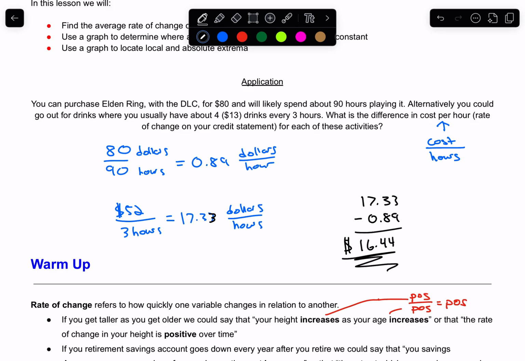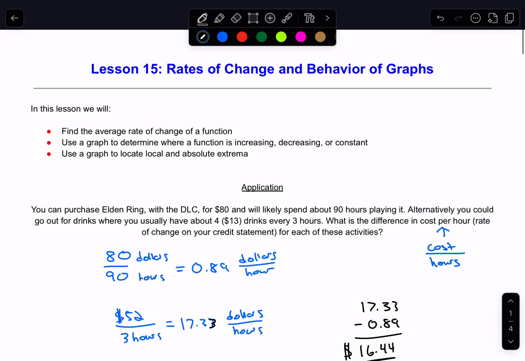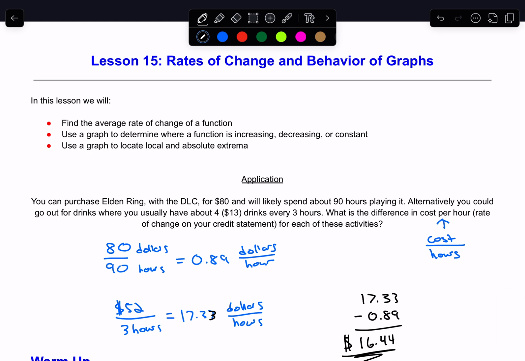All right, that's all I got for you guys. That was lesson 15, rates of change and behavior of graphs.